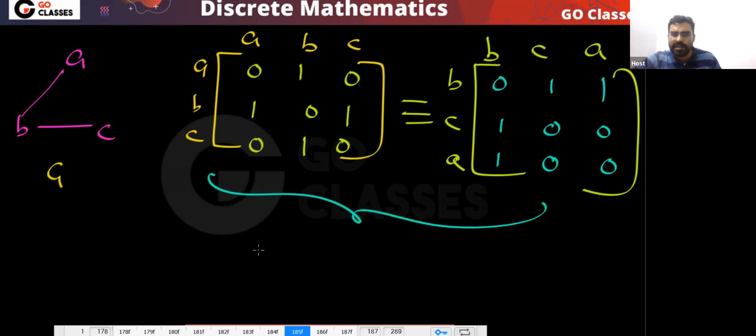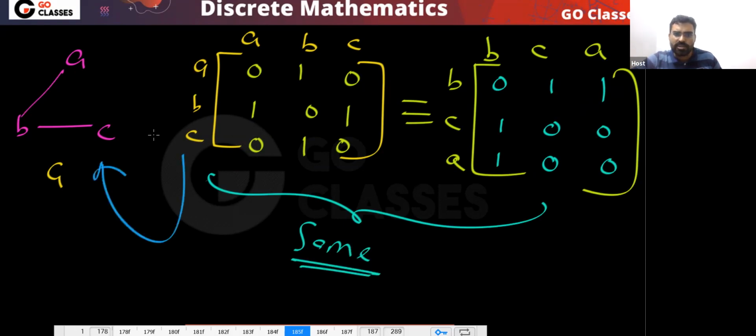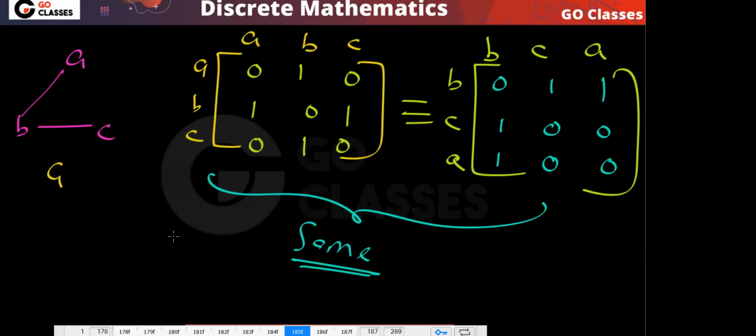So in the adjacency matrix, both are the same adjacency matrix. Both of them are telling you the same graph. They are denoting the same graph. So the order does not matter. You fix one order, just fix one order. Okay. Exactly. Got it, sir.